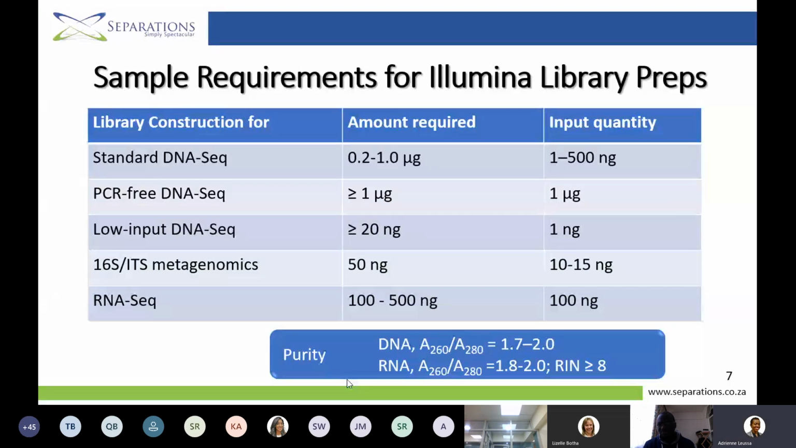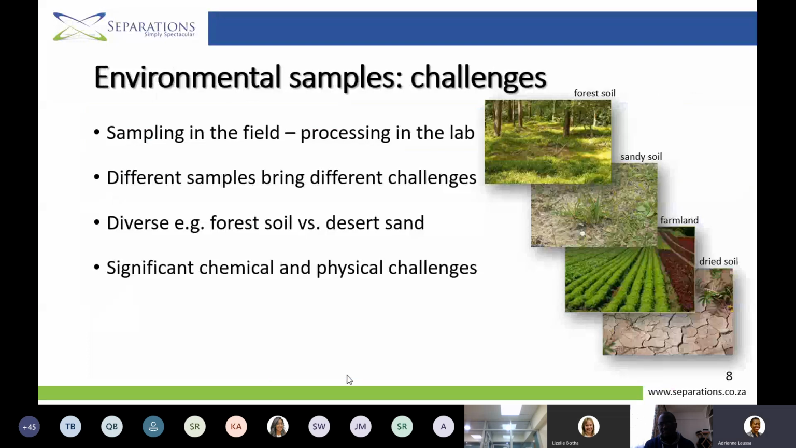And for each of the different methods, there are different recommendations or requirements for the Illumina library preps in terms of the quantity that you will need of DNA or RNA, and as well the purity. This we'll go into more detail next week. On Friday, we'll be looking at quality control and how you can make sure that your samples indeed fulfill the requirements for the Illumina sequencing platforms. So this is just keeping in mind all of that.